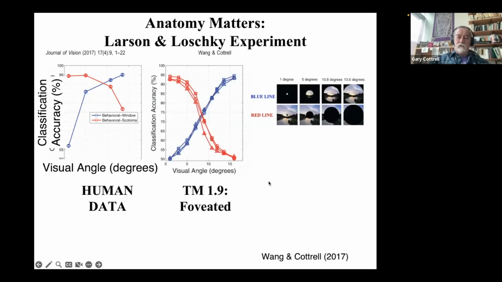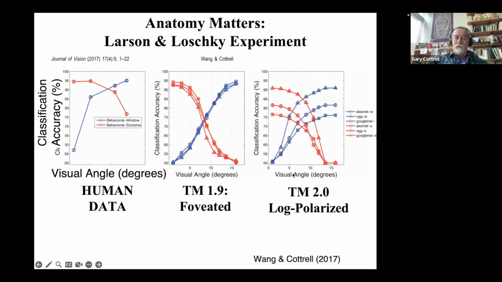So this is the model 1.9, the foveated version. I kept telling Panchu, use the log polar, use the log polar. And he said, oh, this is fine. It does a crossover here. That's all we need. And then the reviewer said, what about cortical magnification? I said, yes. So then he had to do the log polar, which I was very happy about.